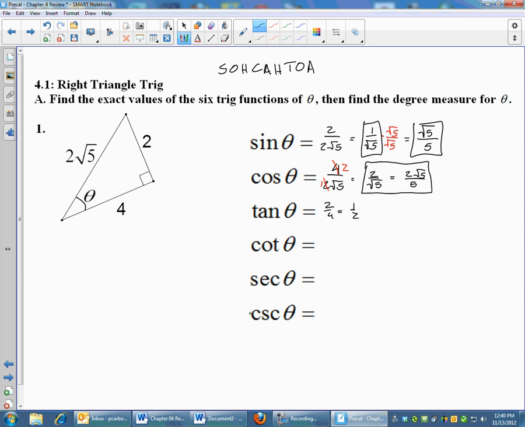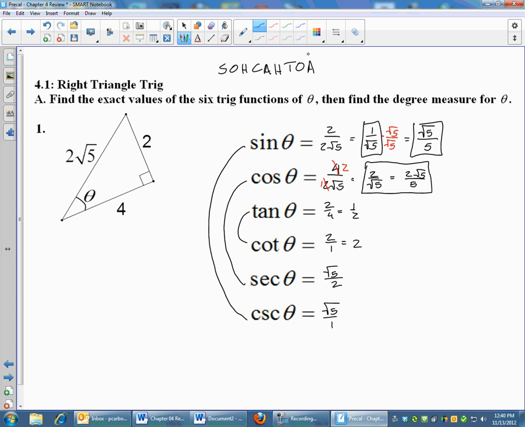And then for cotangent, secant, and cosecant, we just start reciprocating. The reciprocal of 1 over 2 is 2 over 1, or just 2. Secant is the reciprocal of cosine, so since I know what cosine is, secant is the reciprocal of that. So I'll flip my cosine to get root 5 over 2, and then sine and cosecant are reciprocals, so if sine was 1 over root 5, cosecant is root 5 over 1, and there we go.